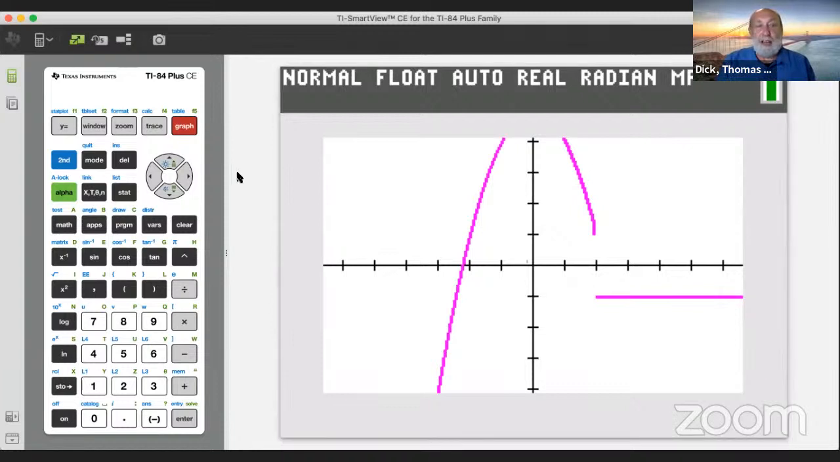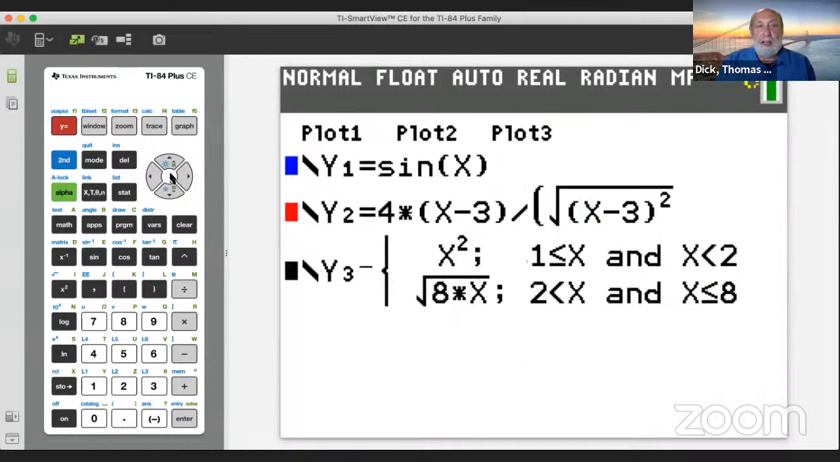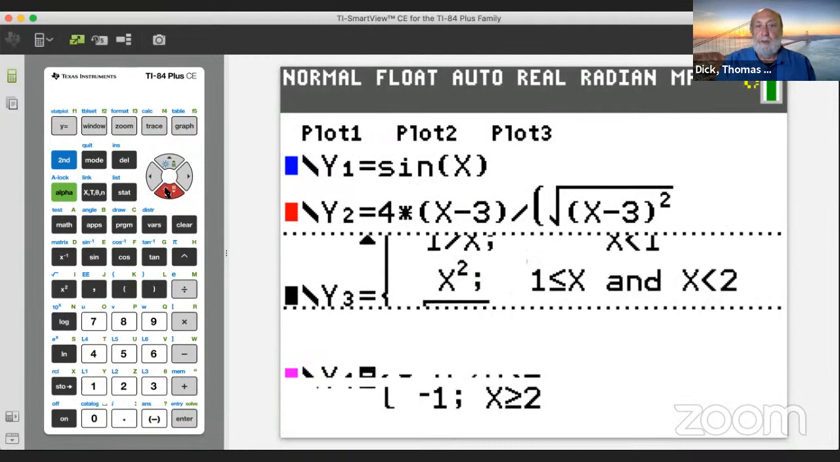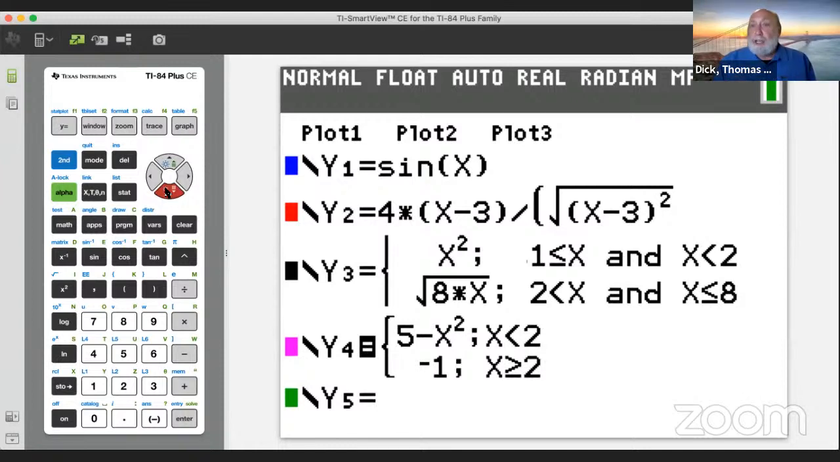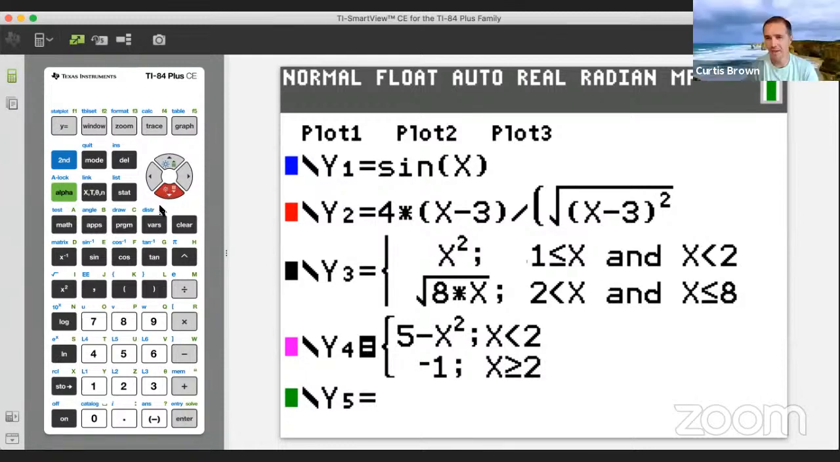Now let's see if we can tackle that other one. I'll put it down in Y5. Tom, you're already showing people things they didn't know. So good. Oh, well, I think piecewise is one of those big ones. Yeah. This is a nice, powerful piece of the TI-84, being able to introduce those here.